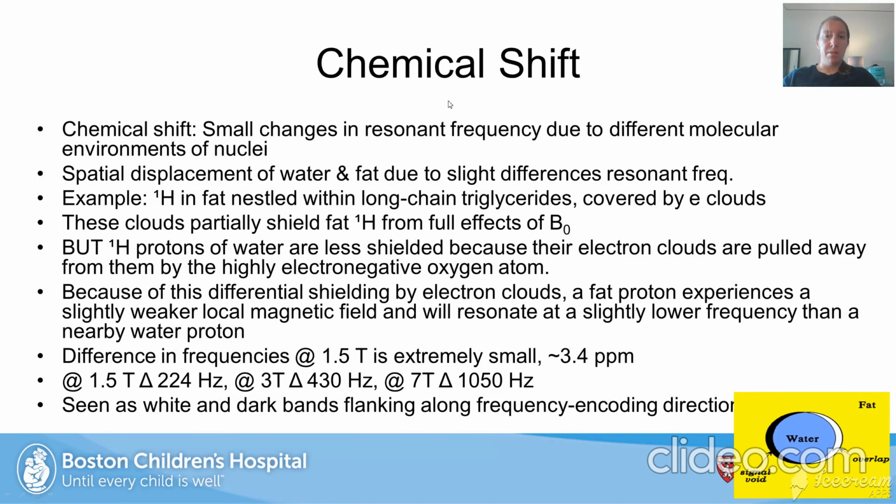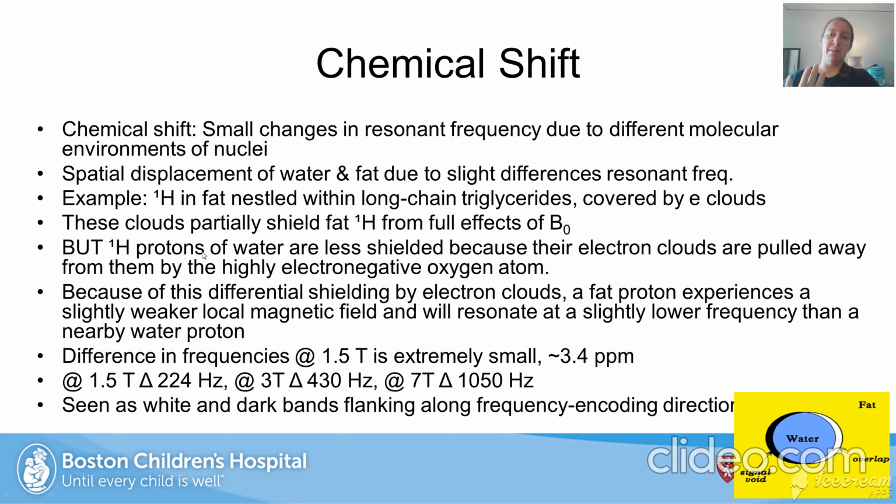So that brings us to the chemical shift artifact. Chemical shifts are small changes in resonant frequency due to different molecular environments of the nuclei. It's mainly spatial displacement of water and fat due to slight differences in the resonant frequency.